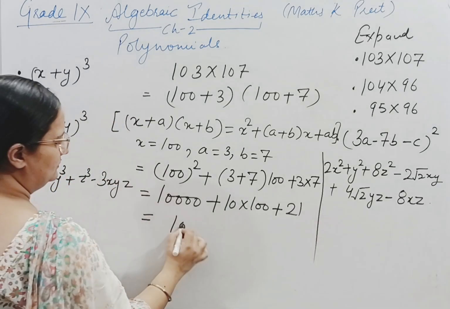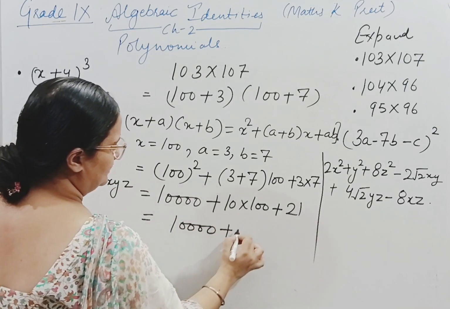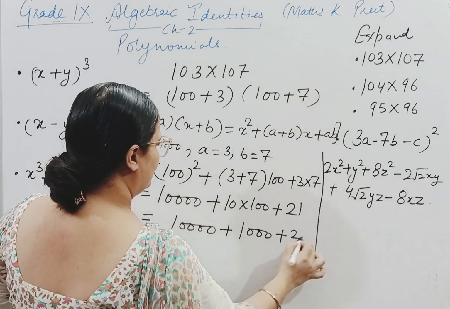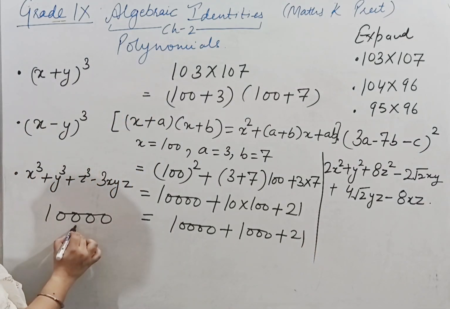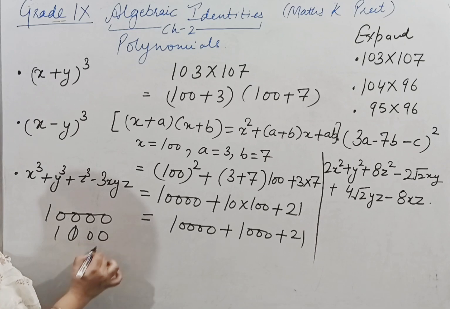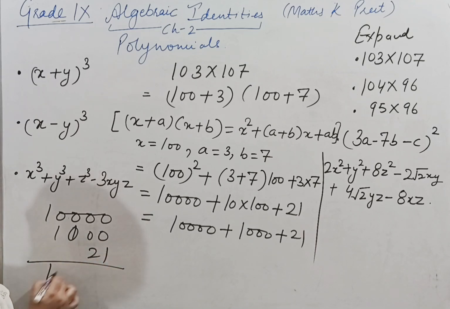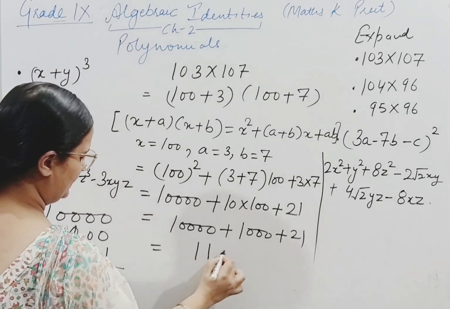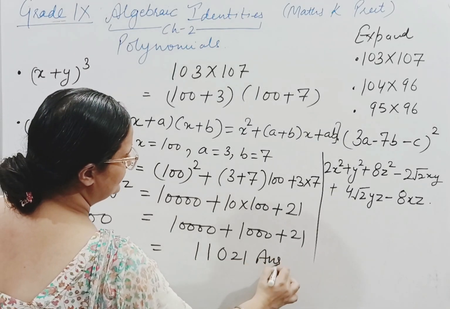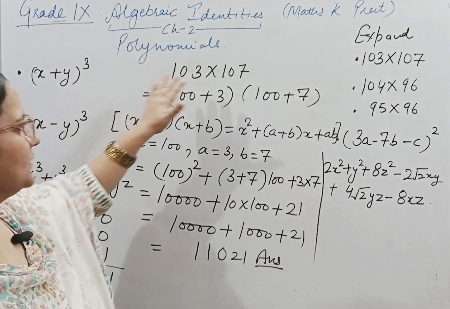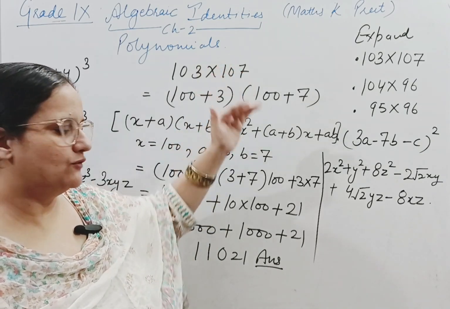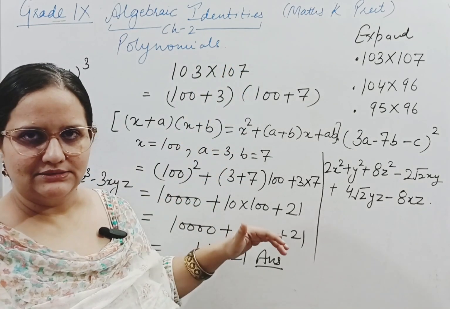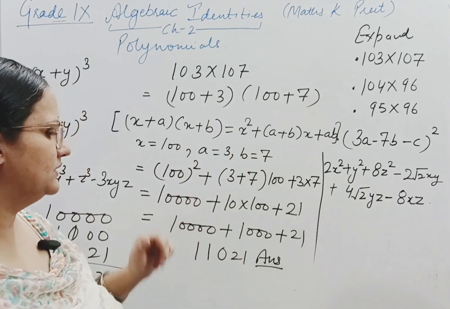So this is equal to 10,000, that is 100 square, plus 10 into 100, which is 1000, plus 21. So we can sum up all these. This is 10,000, this is 1000 and the last one is 21. So I'm getting 11,021. So this is my answer. This is how we can actually get the answer without multiplying these two. This means that we have to make use of the suitable identity here, and this one is the suitable identity for this question.